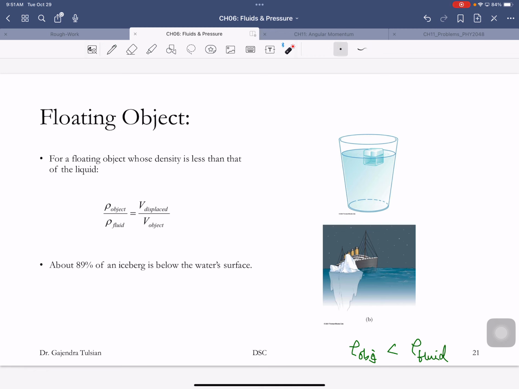And the fraction that is underwater, or in the fluid, this formula gives you that: the density of the object divided by the density of the fluid. So this is less than 1. Okay? And that's equal to the displaced volume divided by the volume of the entire object. So for an object to float, its density has to be less than the density of the fluid. Okay.